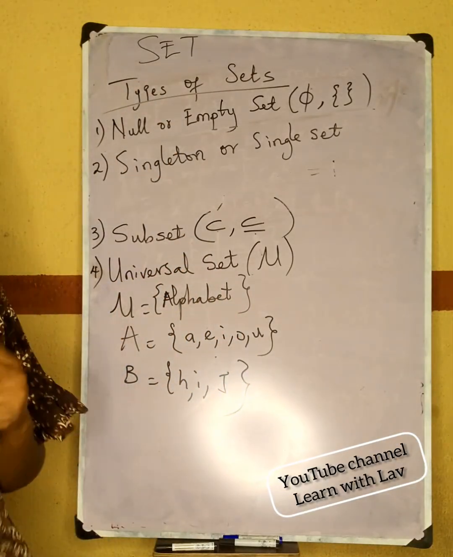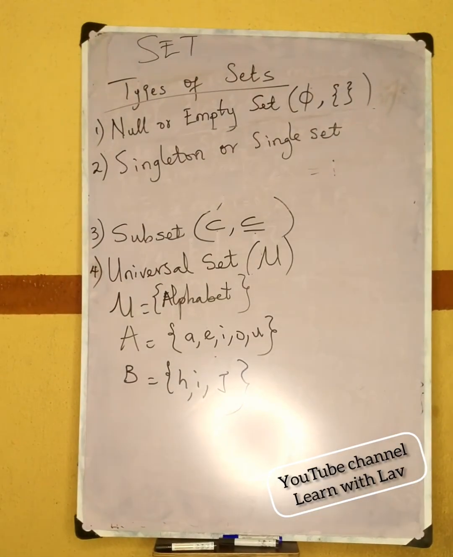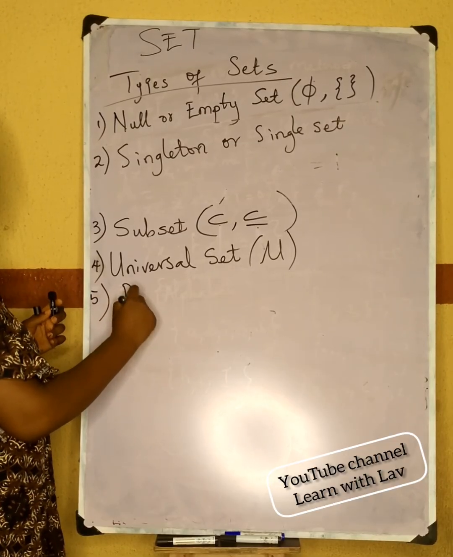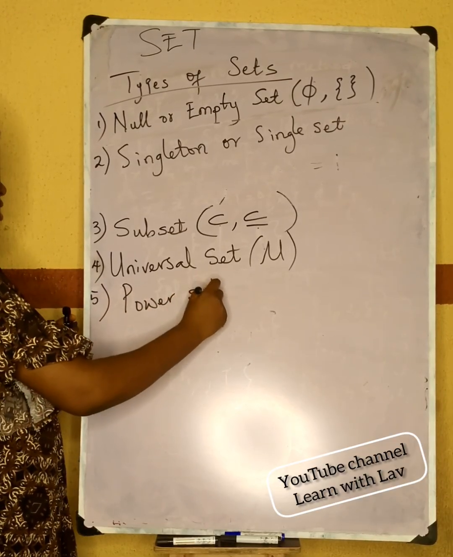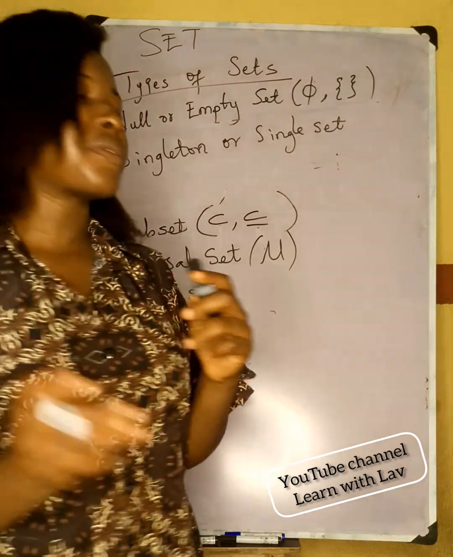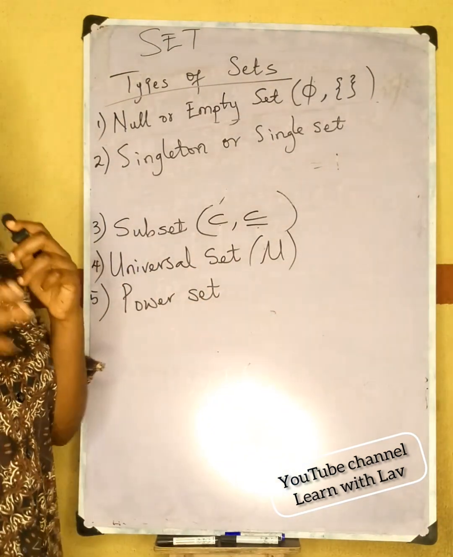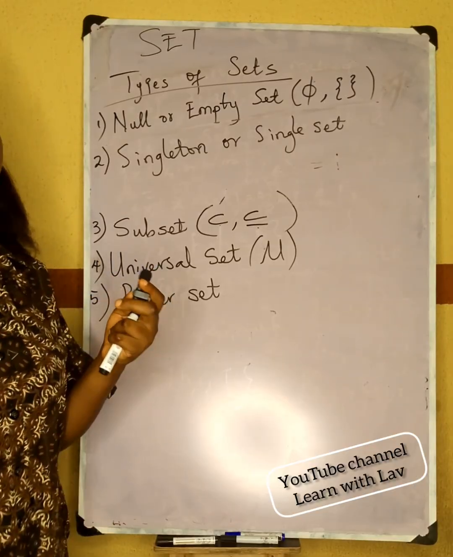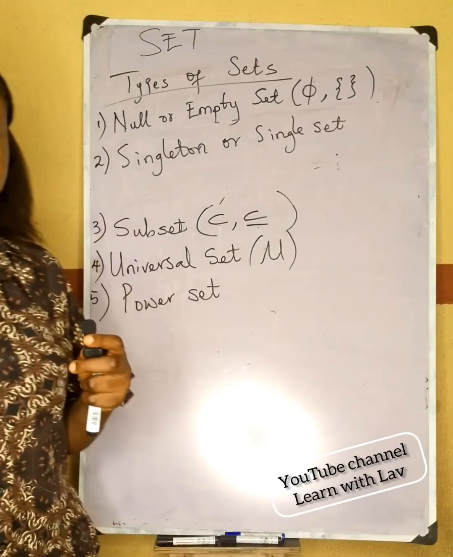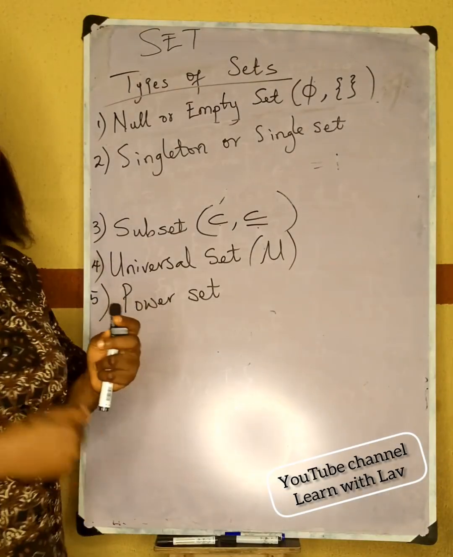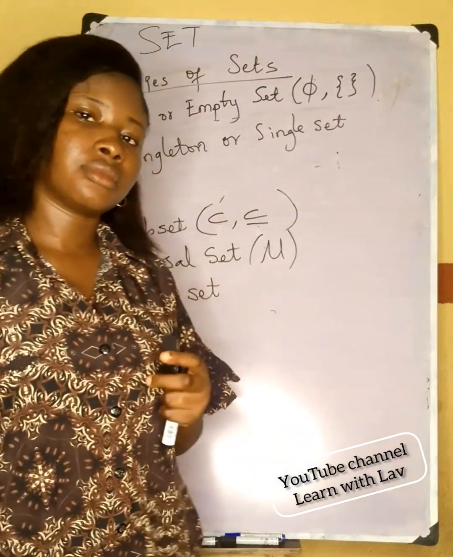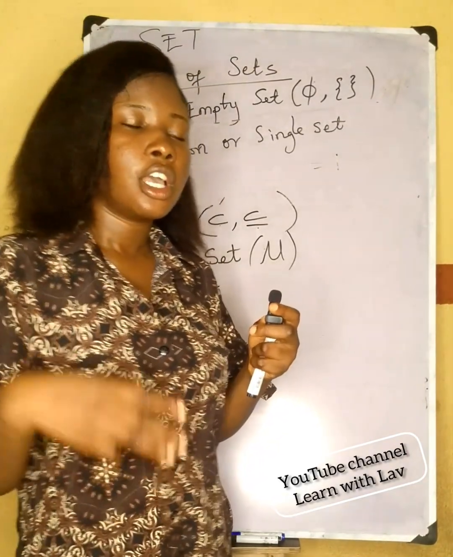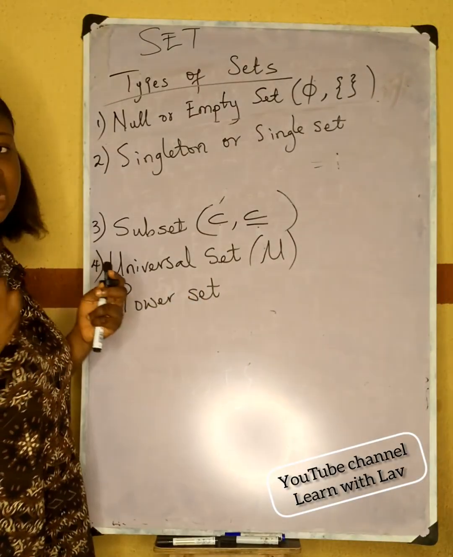Then the next type of sets. Now the next type of set we have is called a power set. A power set is a set that is having different kinds of subsets that can be in a set. In other words, a power set is a collection of all possible subsets of a set. A collection of all the subsets of a set.